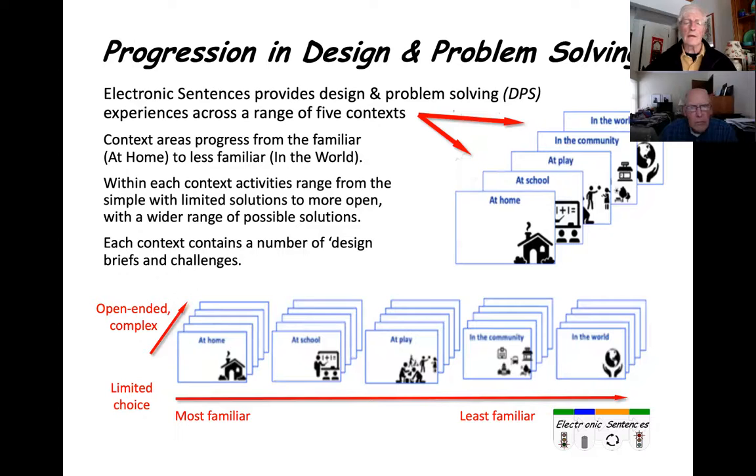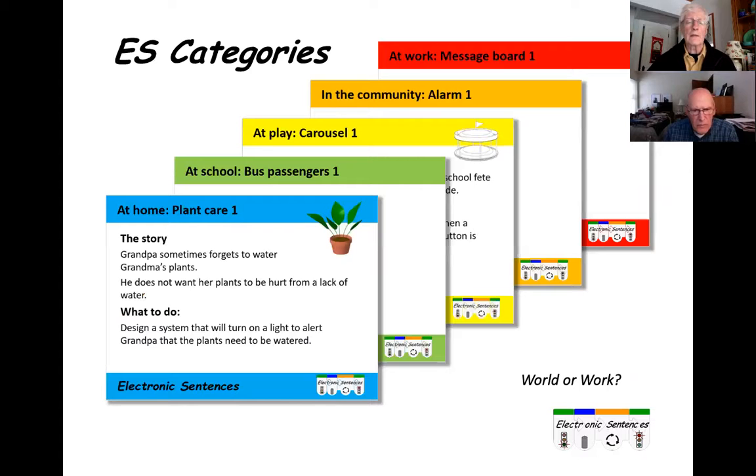So there's activity cards that give kids problems to solve, and they range from most familiar, is she at home, which would be a very familiar environment for the kids, all the way to in the world, which would be a little bit less familiar to them. Also, each little set runs from limited choices for simple ideas that kids could start with to more complex, open-ended solutions to problems. So there's not only the different environments, but also each set of activities goes from simple to more complex as well. Okay, here's some examples of those.